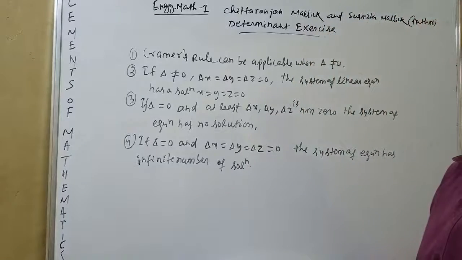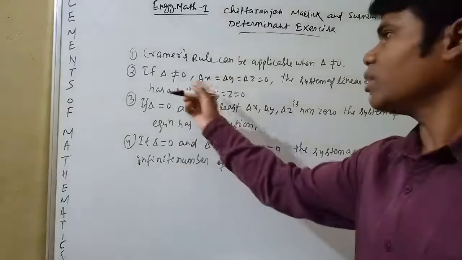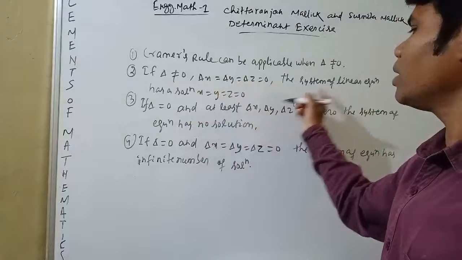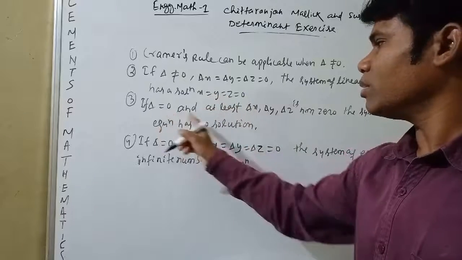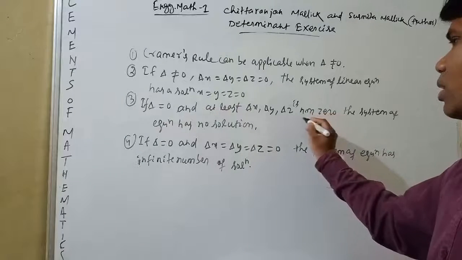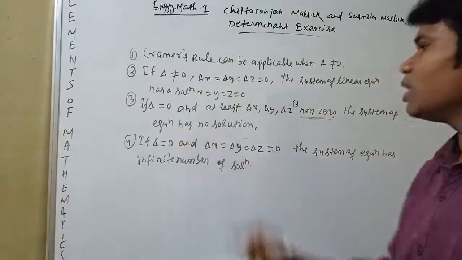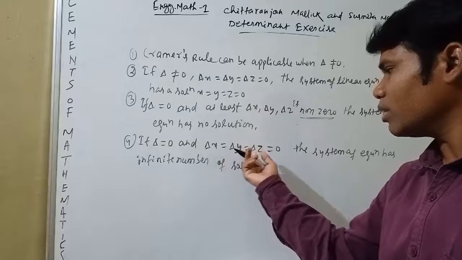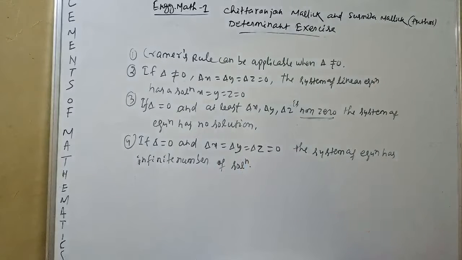This is your Cramer's rule. It can be applicable when del is not equal to 0. If del is not zero and del x, del y, del z are 0, the system has x equal to 0, y equal to 0, z equal to 0. If del is equal to 0 and at least one of del x, del y, del z is non-zero, the system has no solution. If del is equal to 0 and del x, del y, del z are also 0, then it has infinite solutions. This is your Cramer's rule.